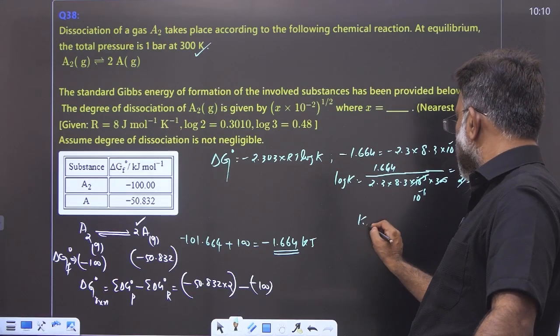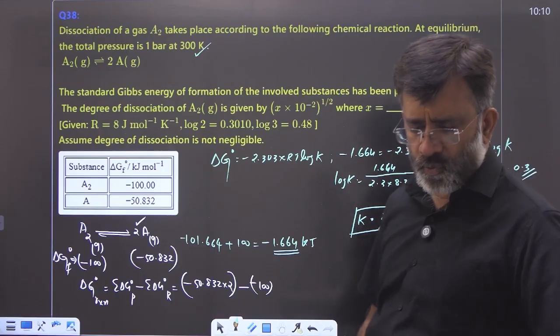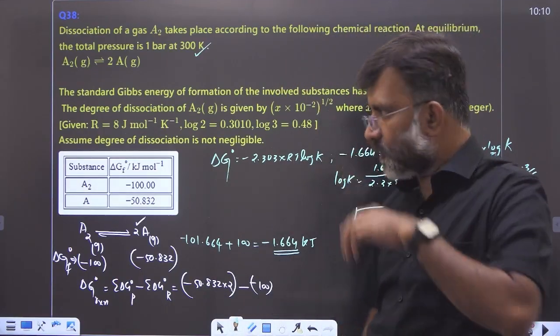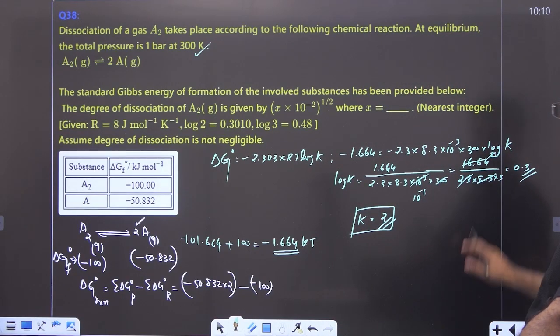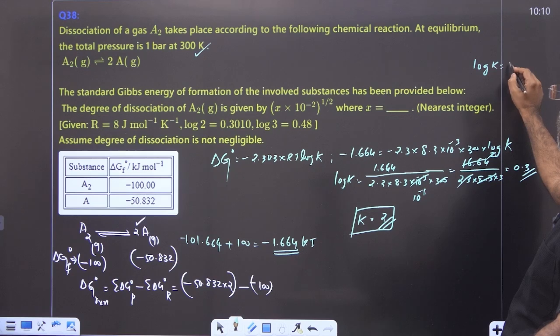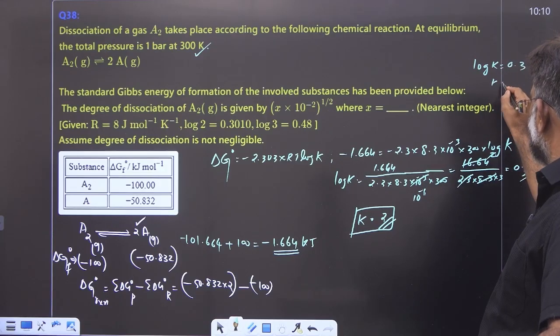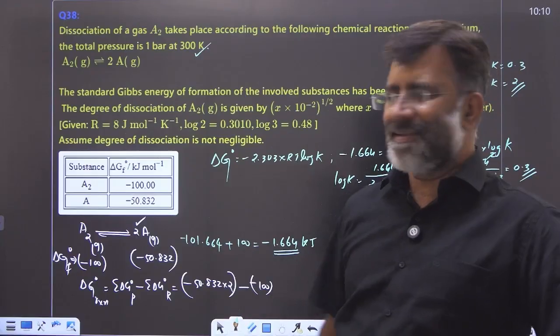That means K you will get it as 2. You can verify that. I just made a rough calculation, but that itself is leading to 0.3 range value, and we know log K equal to 0.3 if it comes. If log K is coming 0.3, we can understand K equal to 2, because log 2 is equal to 0.3010, correct?